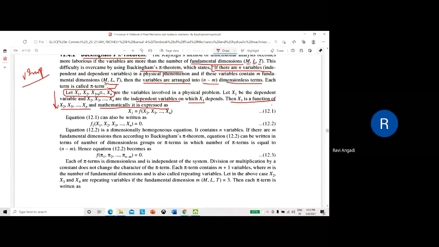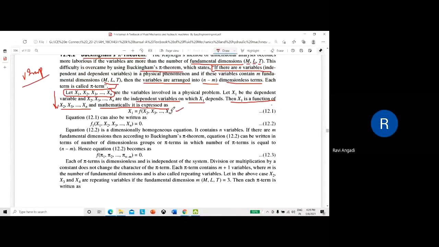Write: x1, x2, x3 up to xn are the variables involved in a physical problem. Out of these variables, x1 is the dependent variable, and x2, x3, xn are the independent variables on which x1 depends. Then x1 is a function of x2, x3, xn, and mathematically it is expressed here. Once you know which is dependent and which are independent variables, it can be expressed as x1 is a function of x2, x3, xn. Let us call this equation number one.